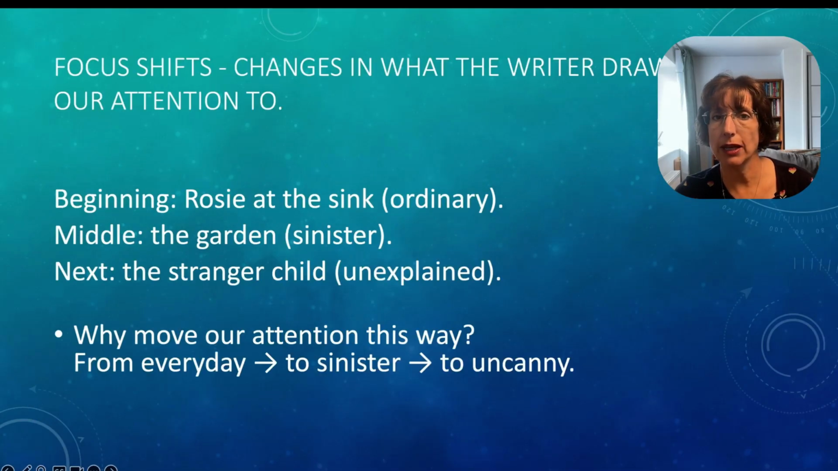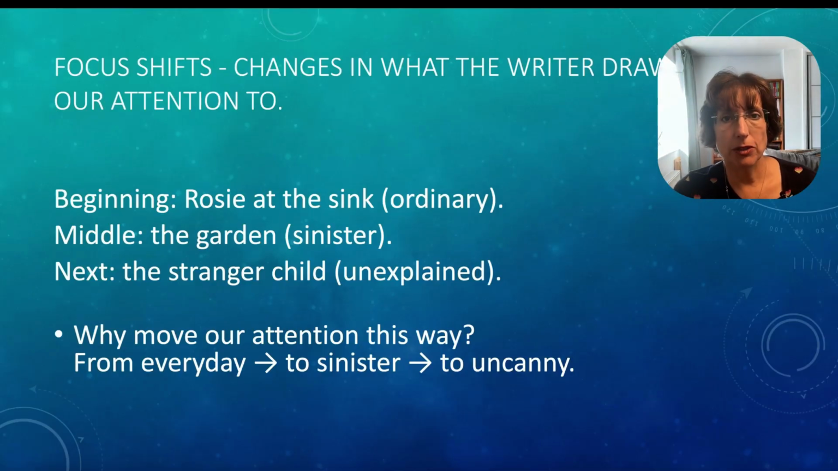So the first one, and I think that you can use this for every question 3 question, is focus shifts: the changes in what the writer draws our attention to. At the beginning, we've got Rosie at the sink. It's ordinary, it's mundane. She's just got her hands in, she's feeling a bit tired, a bit as if she's just catching a moment. Then there's the middle, the description of the garden, which creates a slightly uncanny atmosphere, slightly sinister perhaps. And then we've got the focus on the stranger child, which is unexplained.